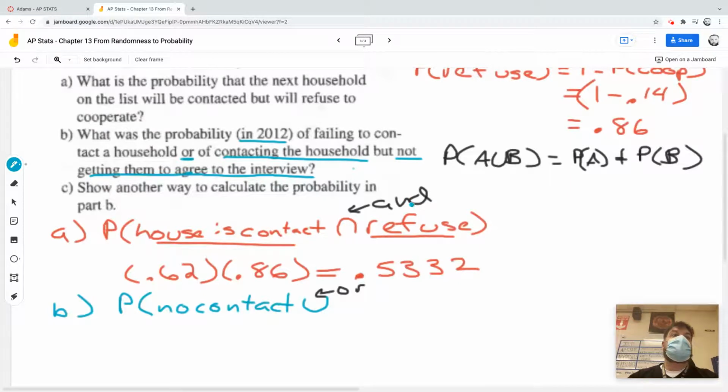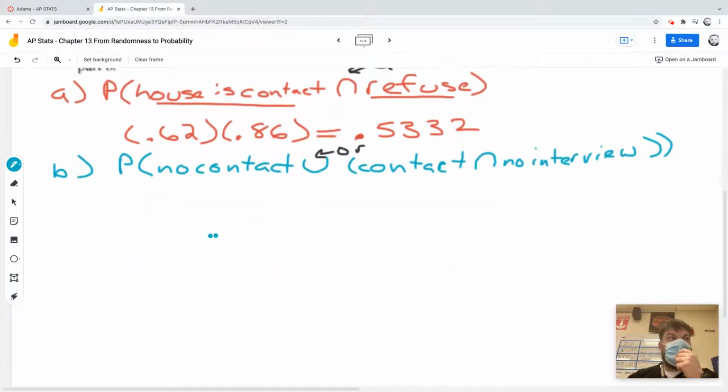So this is interesting because now I have contact and not agreeing, right? So this is like a combo of all of it, right? So what does this look like? Well, fail to contact. I know the probability to contact is 62.